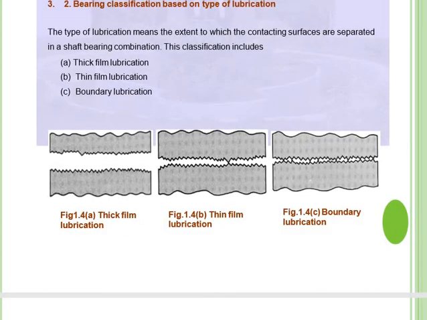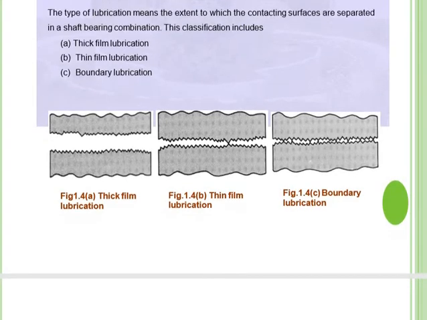Please see thick film lubrication, and how the thick film is there. Here you can clearly observe 1.4A thick film lubrication and 1.4B thin film lubrication. See the difference between the lubrications I am showing. And then boundary lubrication, and how boundary lubrications are there. You can clearly see that. Okay, next we will see.